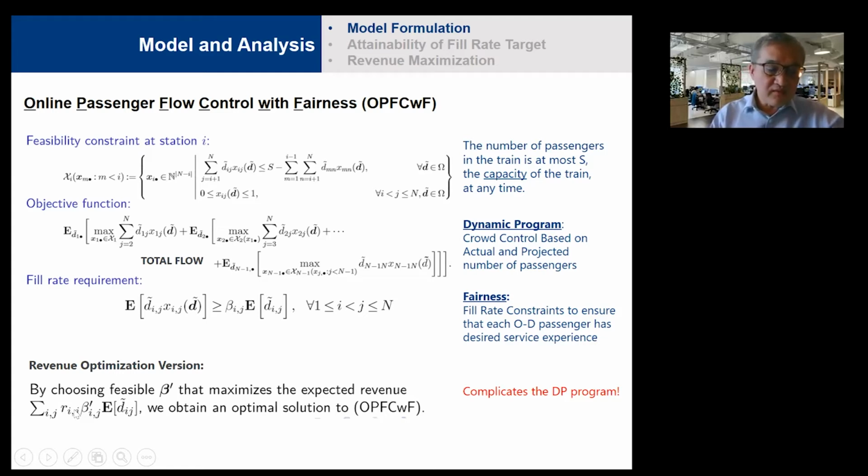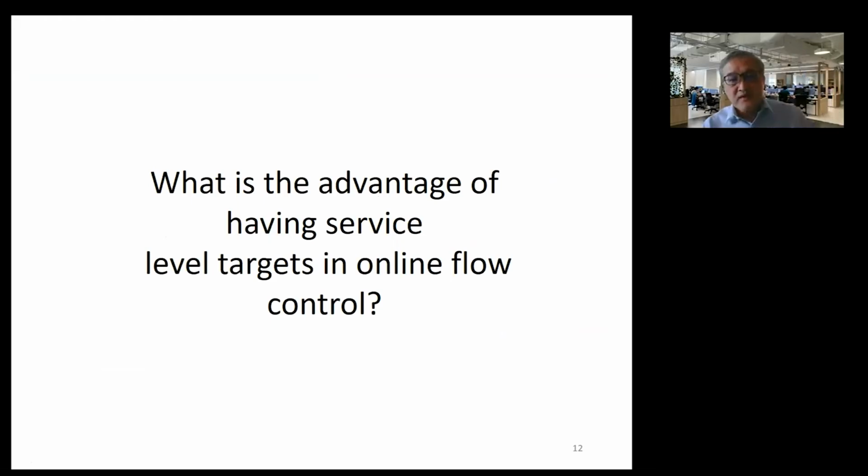So now, of course, you may see that the imposition of the fill rate requirements complicates the revenue management problem. But I actually want to argue in this talk that the service level constraint gives you a new perspective to solving the classical revenue management problem in the following sense. So I want to talk about some of the earlier work that we have done in this space about the advantage of having service level targets in online flow control.